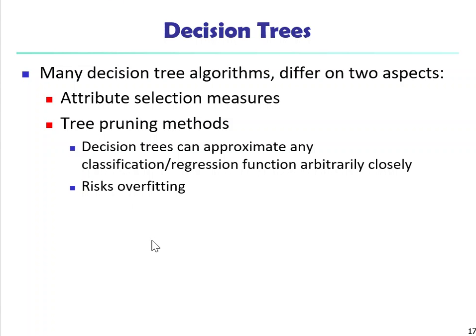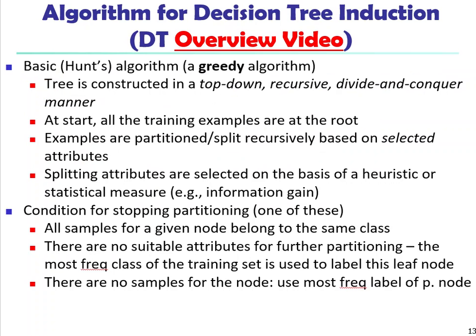The next thing that we need to discuss is the attribute selection measures. And after that, we're going to discuss the tree pruning method. So recall our tree termination criteria. Here, the very first one is all samples for a given node belong to the same class.